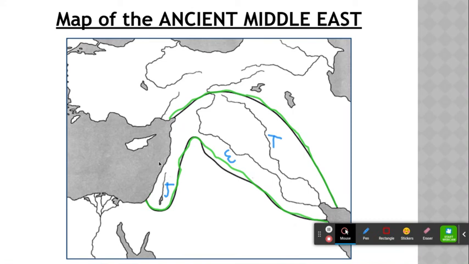Because again, the Mediterranean Sea is here. You have the Persian Gulf over here. Those are saltwater bodies of water, and those are not good for farming. So the freshwater in the Jordan, the Euphrates, and Tigris allow this to be fertile.